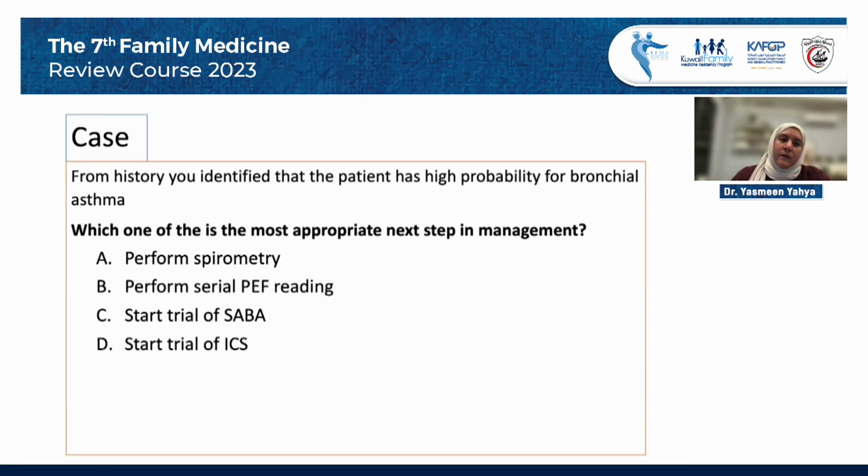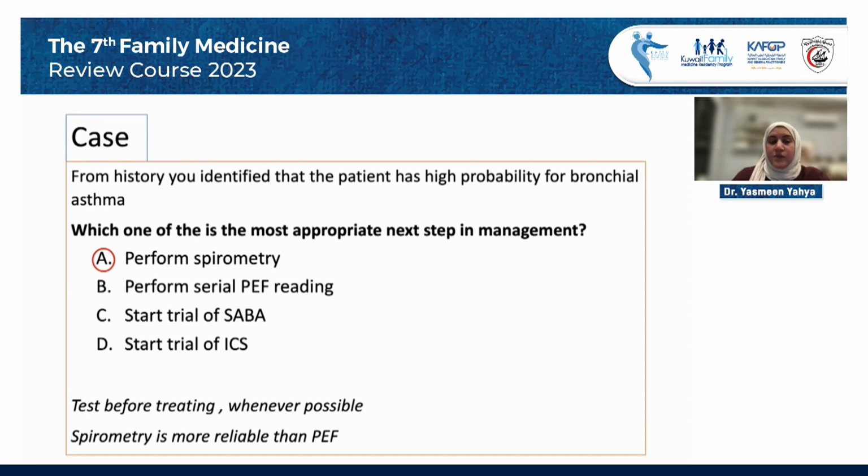So if your patient has a high probability of bronchial asthma, by history and exam, which one will be the most appropriate next step in management? To perform a spirometry, or perform serial peak expiratory flow readings, or start a trial of SABA, which is a short-acting beta agonist, and see the response, or start an inhaled corticosteroid. So the answer is A.